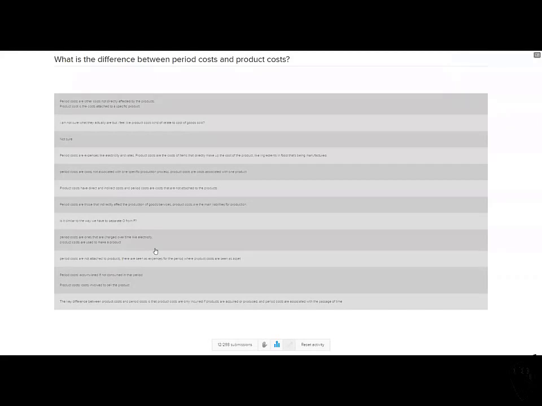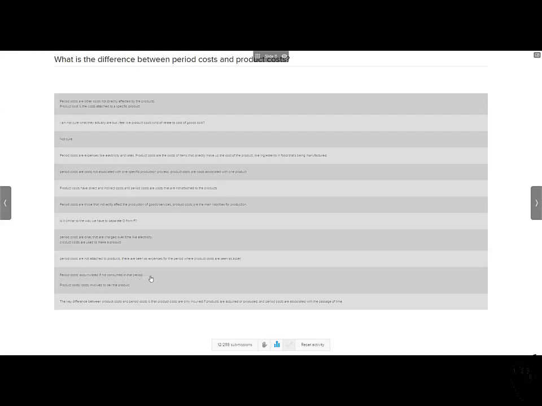Period costs are not attached to products. This is a key idea. We do not attach period costs to products. They're expensed in the period. They are seen as expenses for the period, where product costs are seen as an asset. So that's the key idea. Sounds like I just said something I said a little while ago. Period costs accumulated if not consumed in that period.